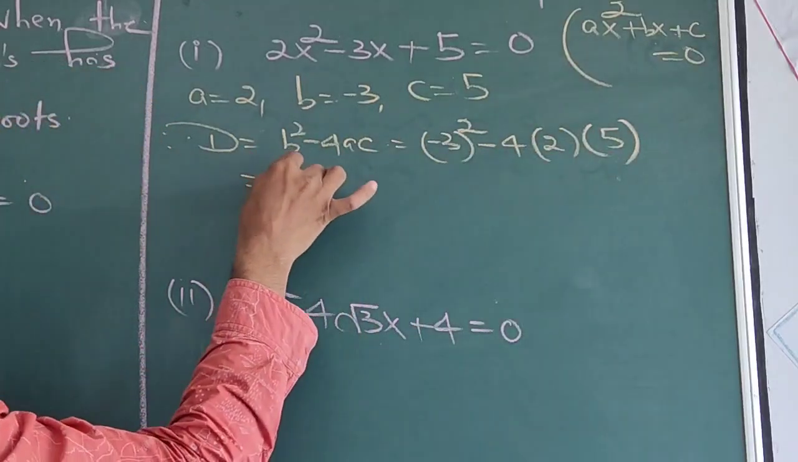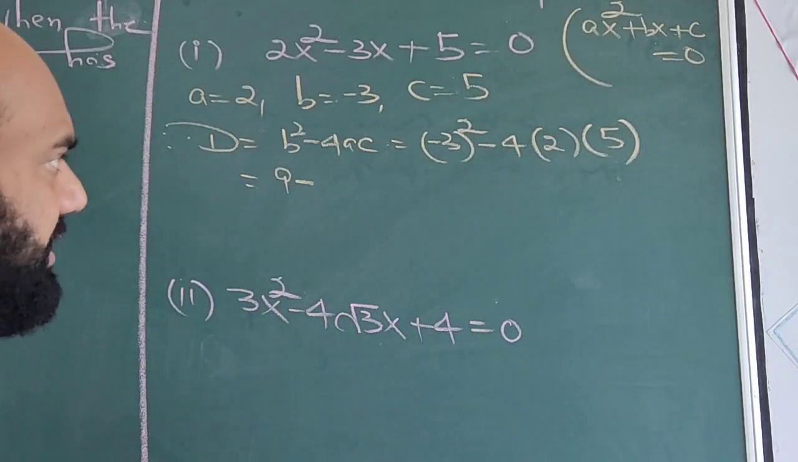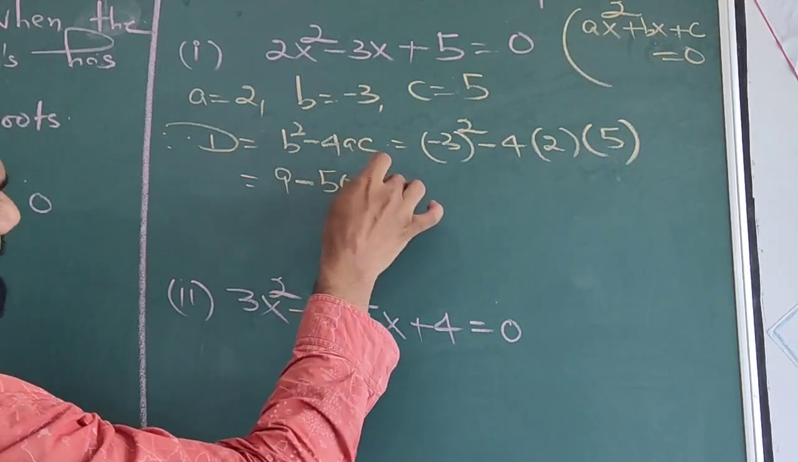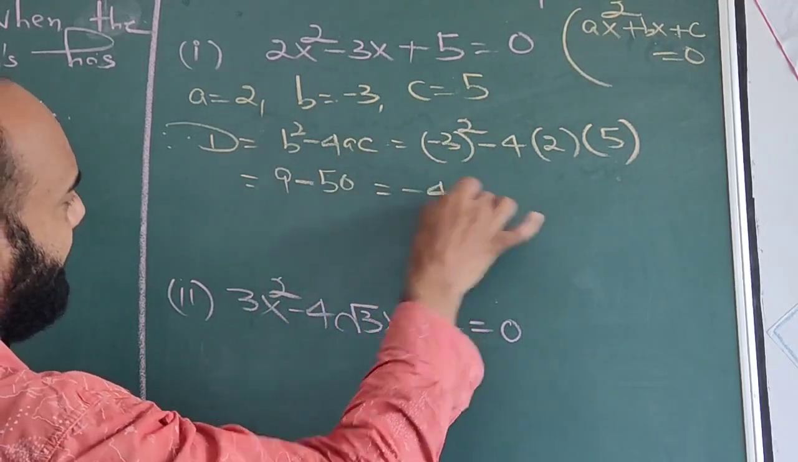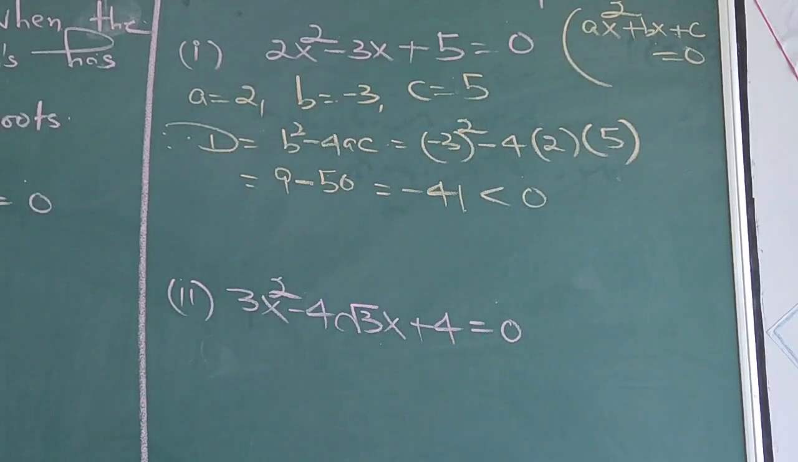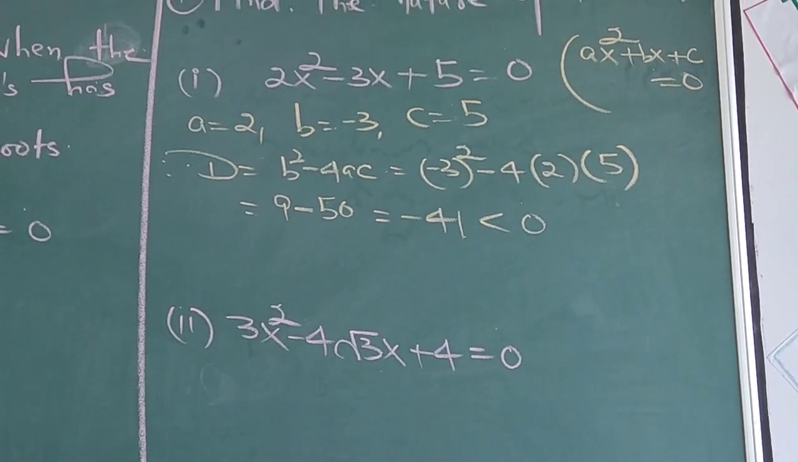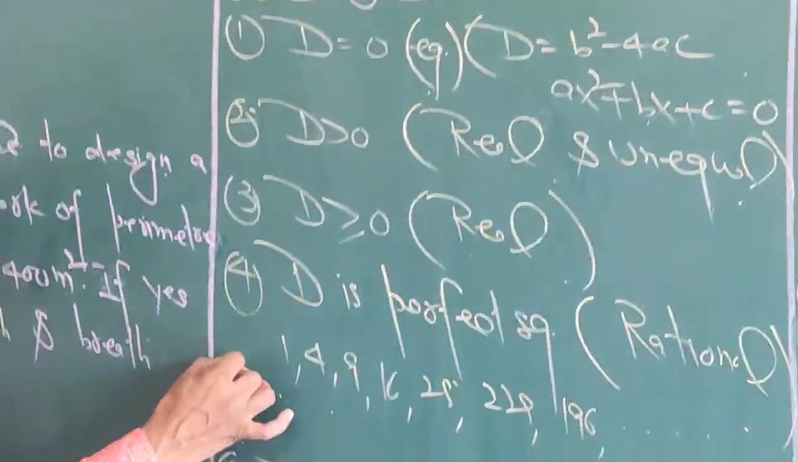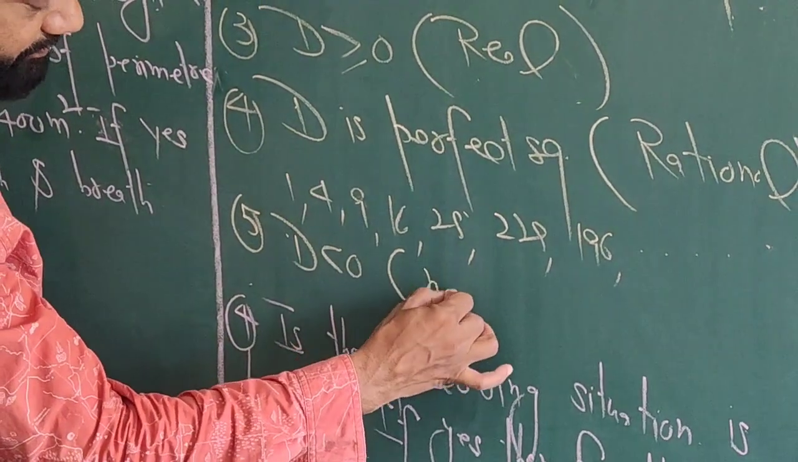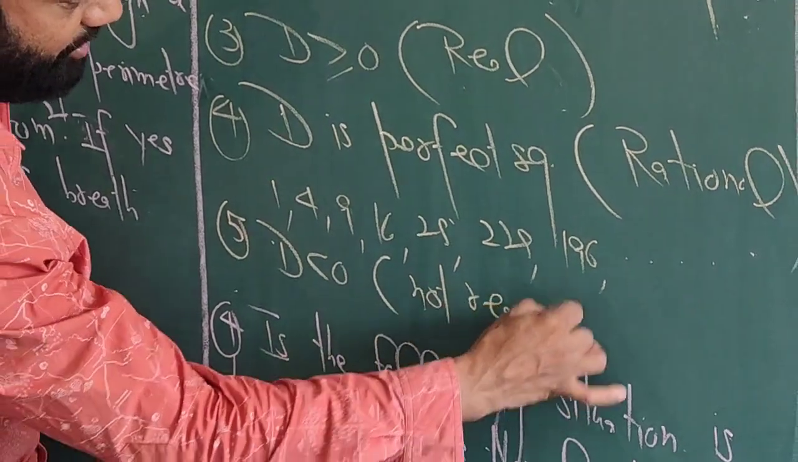Because D equal to b square minus 4ac, this is minus 3 square, 4 times 2 times 5. Minus 3 square equal to plus 9, and minus 4 times 2 times 5 is minus 40. 9 minus 40 is equal to minus 31. Now, when D is negative, then the roots are not real. Here the fifth condition is also to be noted: when D is less than 0, then the roots are not real.